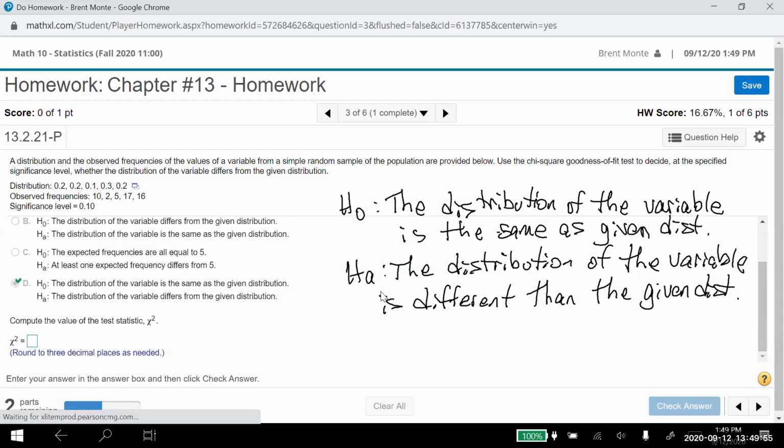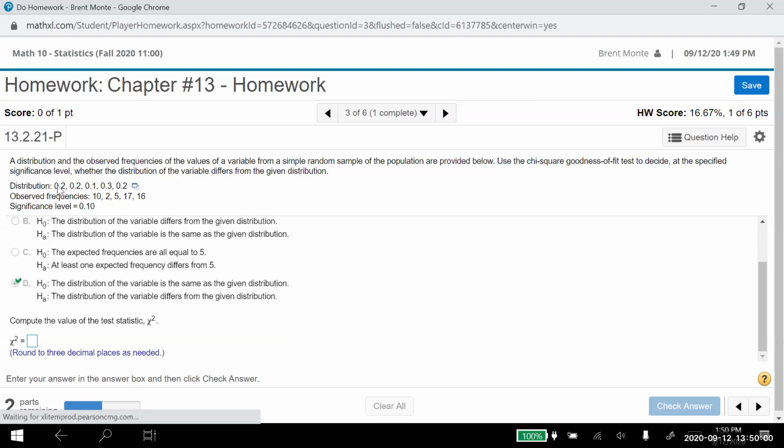So that's where we're going here. Now, let's actually go and do the test. So let me clear all this out, and we're going to run the test. Now notice when it says distribution, here's what they're saying. We expect 20% in the first category, 20% in the second category, 10% in the third, 30% in the fourth, and 20% in the fifth. What we actually saw was 10 of our sample were in the first category, 2 in the second, 5 in the third, etc. And so we're going to say, do those observed frequencies match that distribution that they told us, or is there something else going on here?